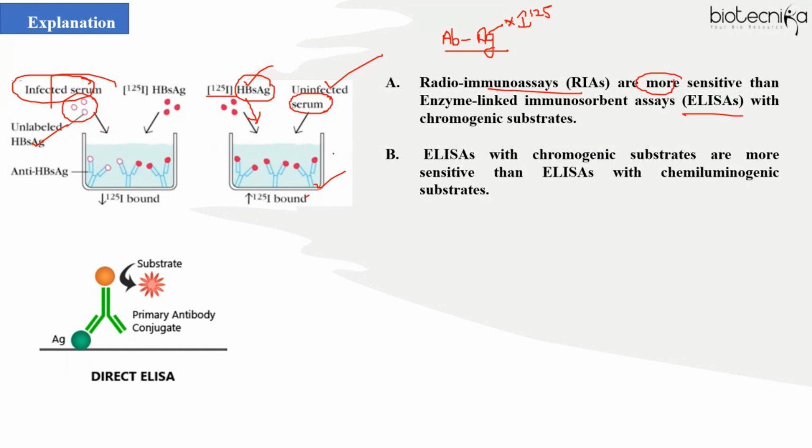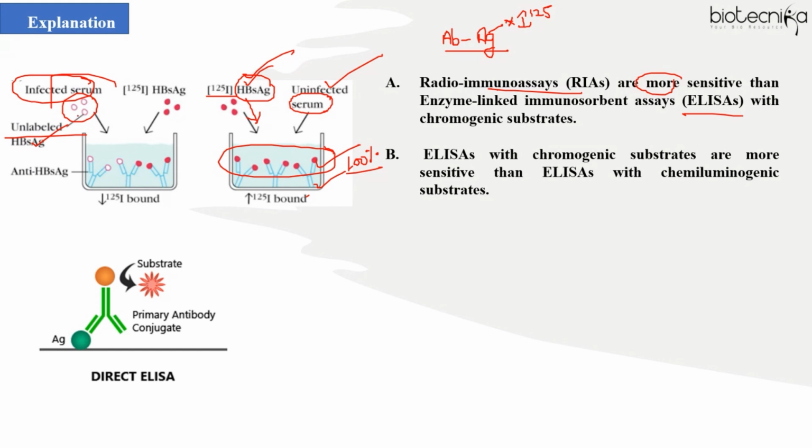So when you measure the radioactivity of the complex, obviously here you can see that when the patient is not infected, the radioactivity will be 100%, right? Because there is no unlabeled antigen. The antigen present in the patient sample is unlabeled, we have not labeled it. The reference antigen, we have labeled it. Radioisotopes emit radiations, right? The radioactivity we can measure through instruments like a scintillation counter.